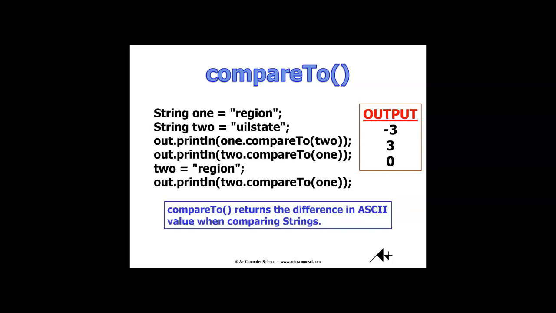So if I say 1.compareTo(2), it's basically saying R minus U in terms of ASCII value, so it comes back -3 because the ASCII value of U is 3 bigger than the ASCII value of R. When I say 2.compareTo(1), then it's essentially saying U's ASCII value minus R's ASCII value, which would come back 3.